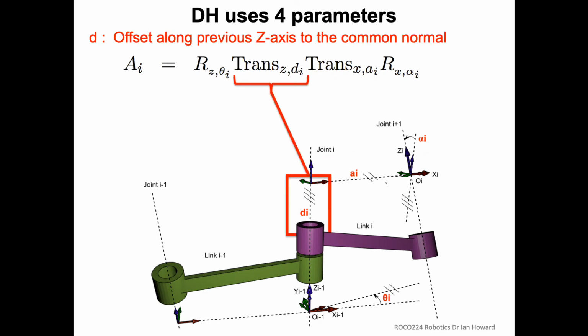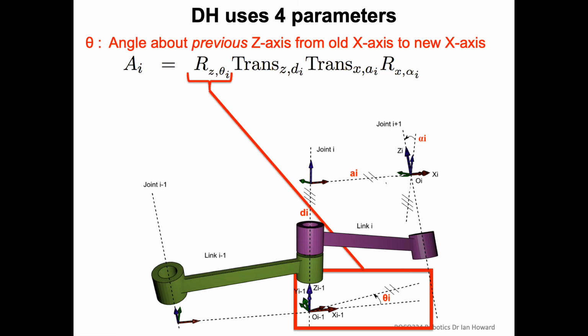The next part is going to be accounting for the fact that things might be shifted up and down the z-axis. There could be a point above or below where the previous one was along the previous z-axis. So there is a translational component up and down the z-axis by what we call d, this offset.